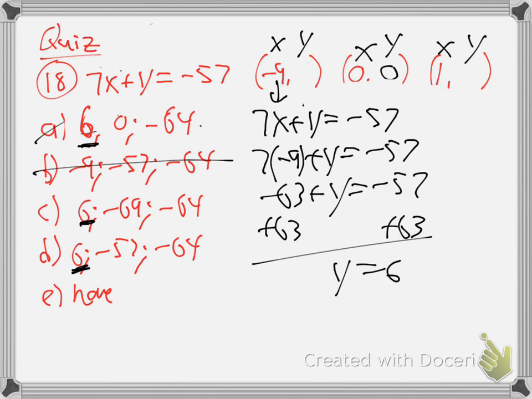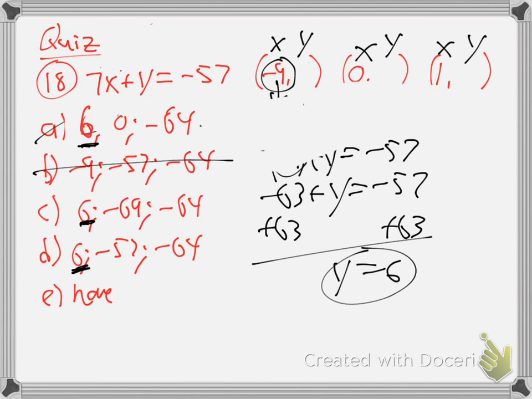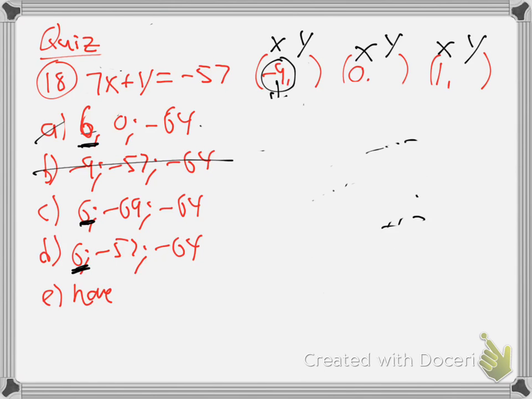So B's out. B is for sure out. We got our first answer. The first y should be 6. Is that good? I put in x is negative 9 and solve for y. The first y should be 6. So it's either A, C, or D, or would you say or E, none of the above? Yeah. It's always an option. It's always lurking there, isn't it? All right. Next we'll do the next one.